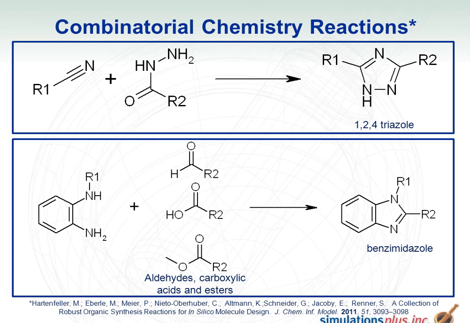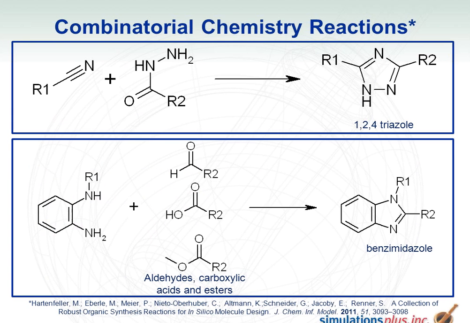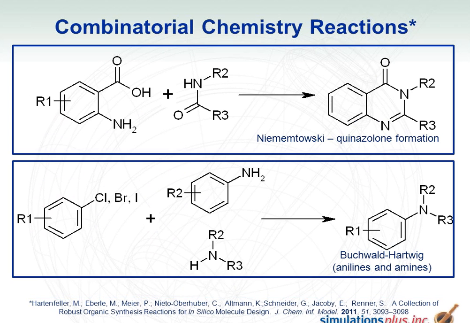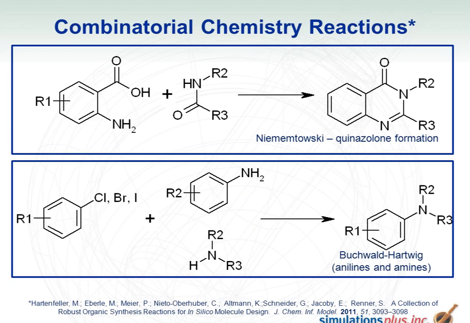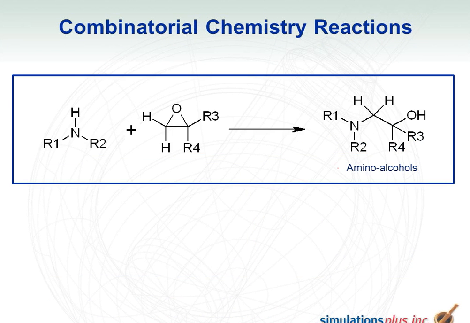We can create quinazolones from combining this kind of amino acid that's ortho-substituted to an amide to create the quinazolone. This particular reaction, the Buchwald-Hartwig, will produce anilines by combining aromatic halides with either anilines or primary and secondary amines. And then finally, I encoded a library to create amino alcohols from epoxides and amines.